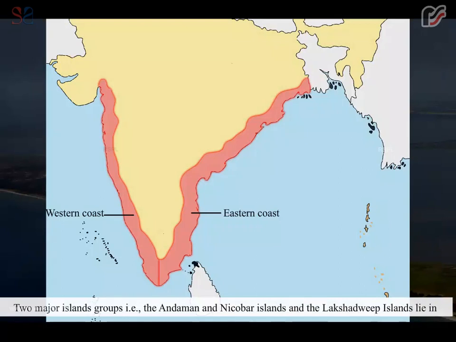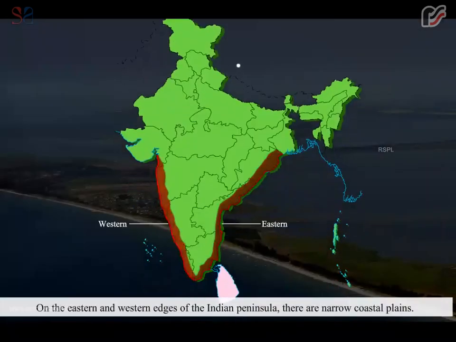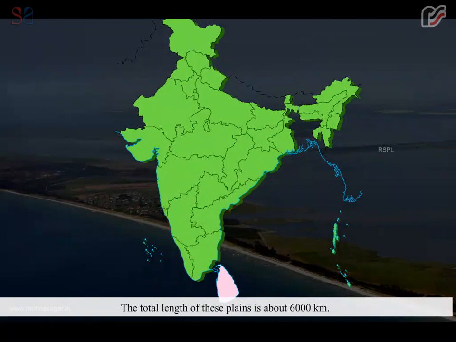Two major island groups, that is, the Andaman and Nicobar Islands and the Lakshadweep Islands, lie in the Bay of Bengal and Arabian Sea respectively. On the eastern and western edges of the Indian peninsula, there are narrow coastal plains. The total length of these plains is about 6,000 kilometers.